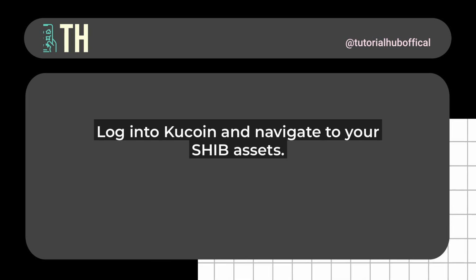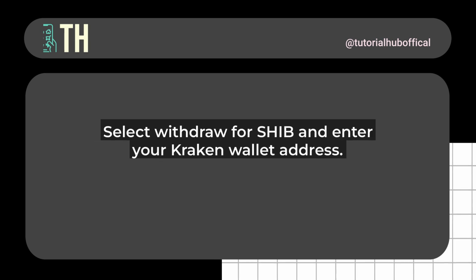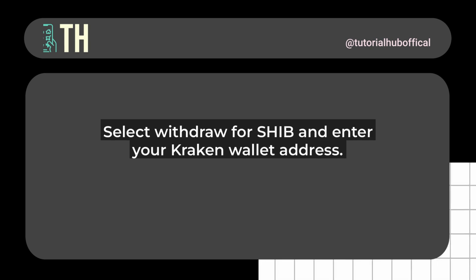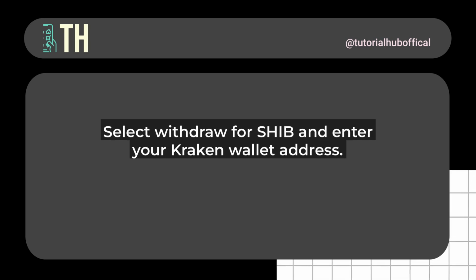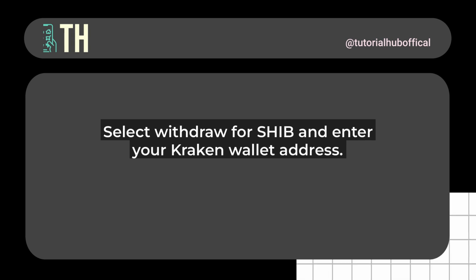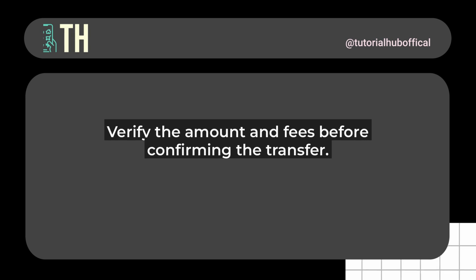Step 2. In the withdrawal page, select SHIB as the cryptocurrency you want to transfer. You'll need to enter the recipient address, which is your Kraken wallet address. To get that, quickly log into your Kraken account in a new tab, go to the Deposit section, select SHIB, and copy the provided wallet address. Pro tip: always verify the address to avoid costly mistakes. Paste it carefully into Kucoin.